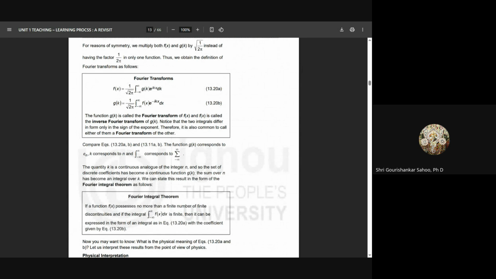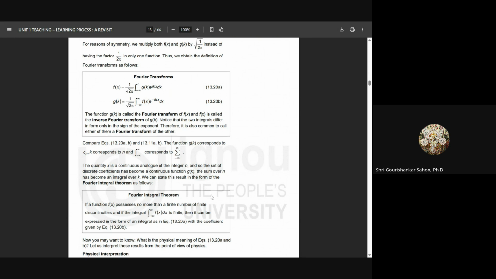f(x) is equal to 1 by root 2 pi, integral from minus infinity to infinity of g(k) e to the power i k x dk, and g(k) is equal to 1 by root 2 pi, integral from minus infinity to infinity of f(x) e to the power minus i k x dx. So g(k) is called the Fourier transform of f(x), and f(x) is called the inverse Fourier transform of g(k). And the Fourier integral theorem: if a function f(x) possesses no more than a finite number of finite discontinuities, and if the integral from minus infinity to infinity of f(x) dx is finite, then it can be expressed in the form of an integral as shown here, with f(x) and g(k).